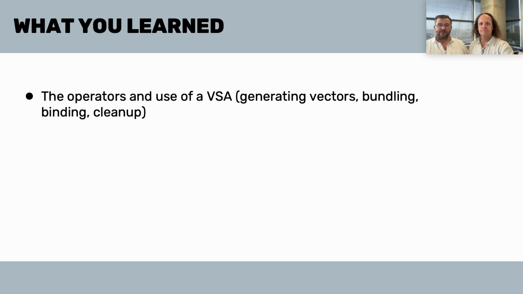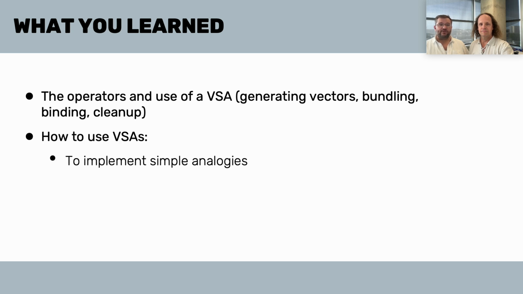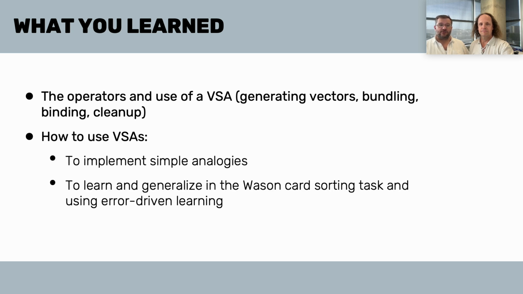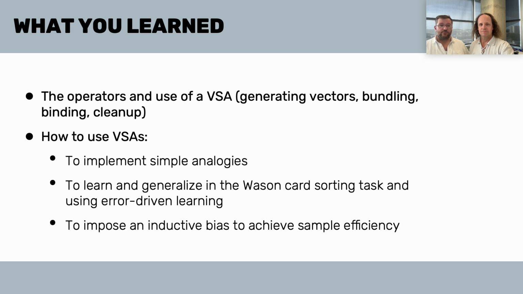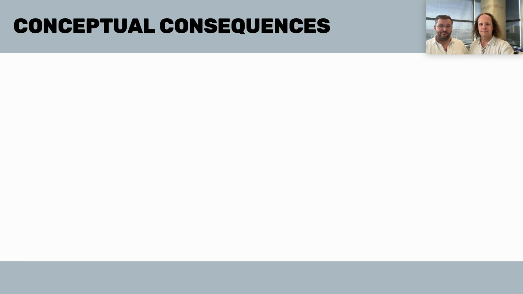You learned about operators and the use of vector symbolic algebras, generating vectors, bundling, binding, and cleanup. You learned how to use VSAs to implement simple analogies, to learn and generalize on the Wason and card sorting task, and using error-driven learning in combination with these representations to do so. You learned how to impose an inductive bias and achieve sample efficiency, and how to build a spiking question-answering network.